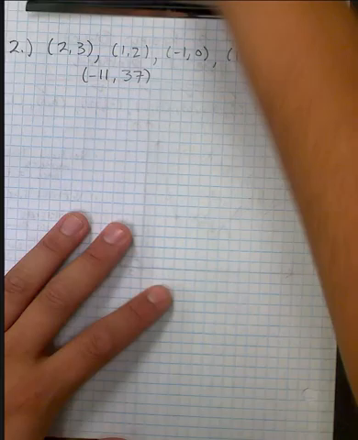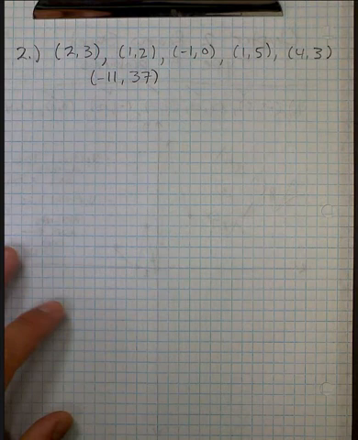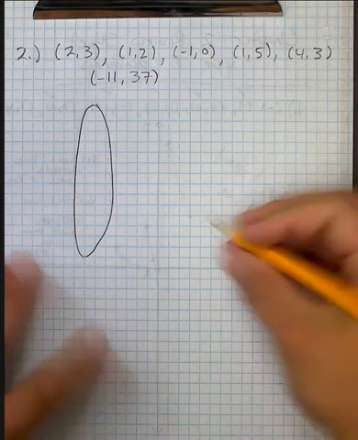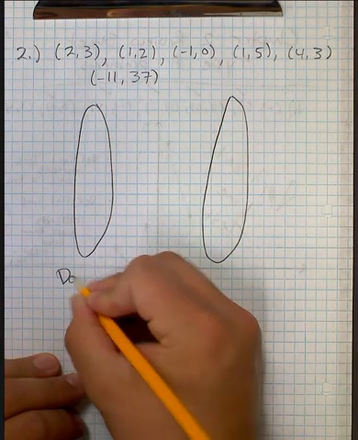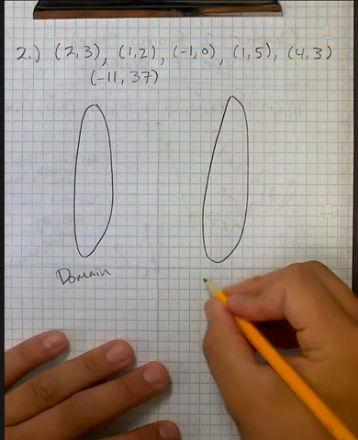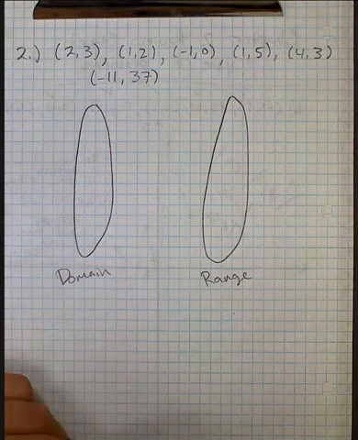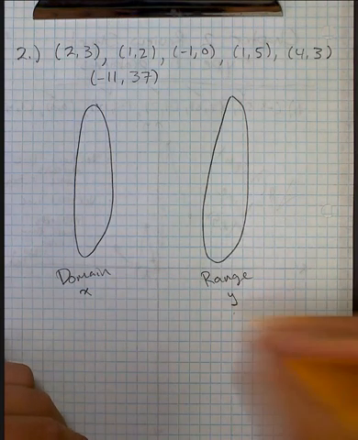I'm going to show you how to do a mapping diagram. The way you do a mapping diagram is you develop 2 vertical ovals, one for the left side and one for the right side. The left side represents the domain, the input values, and the right side represents the range, the output values. Another way to think of this is all your x values and all your y values.